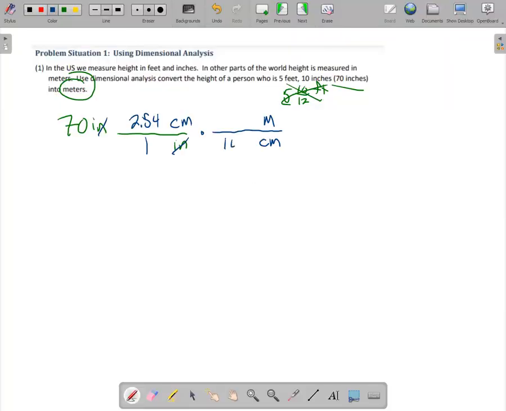So 100 goes in the bottom here, and the 1 goes in the top, because the factor I was given said 100 centimeters is 1 meter. So this tells me since the 100 is in the bottom, I'm going to divide by it. You don't have to write this next step, but on my calculator, what I'm going to do is take 70, multiply it by 2.54, and then divide it by 100. And just enter it in one shot.